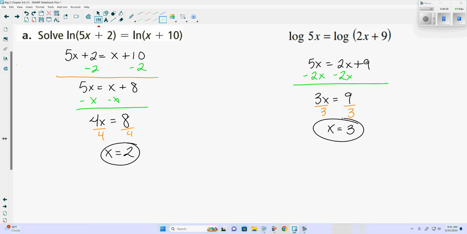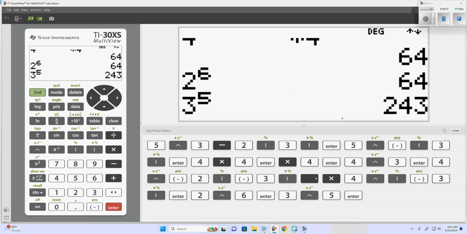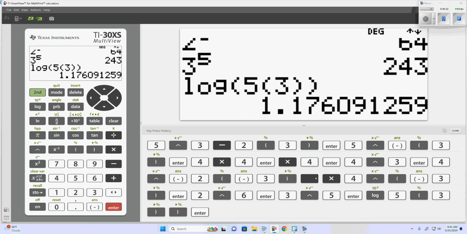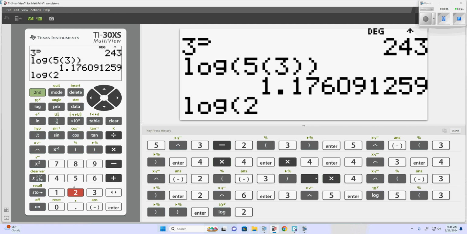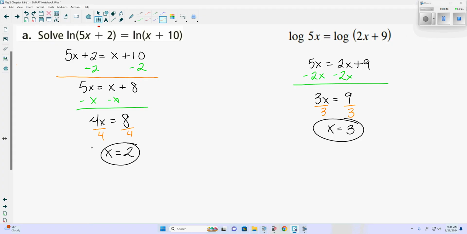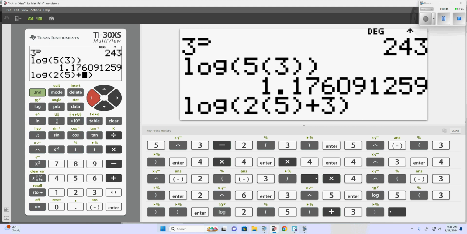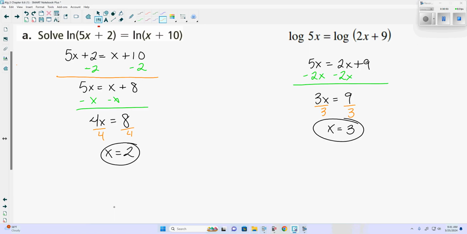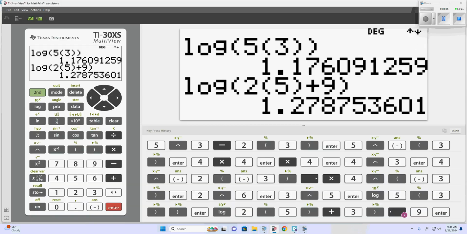Questions on these here? I mean, if we wanted to check this here, log of 5x equals log of 2x plus 9, well, you can say log of 5 times 3 and get this here. Then we can say log of 2 times 5 plus 3? I'm trying to, 2x plus 9. So it should be 2 times 5 plus 9 is this here. Make sure. 5 times 3, 2 times 3 plus 9.